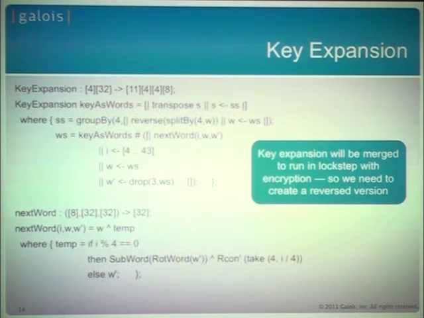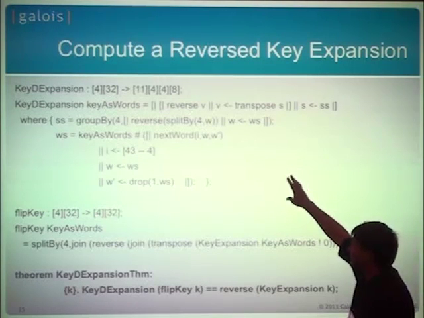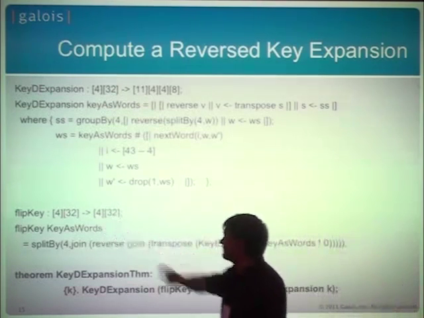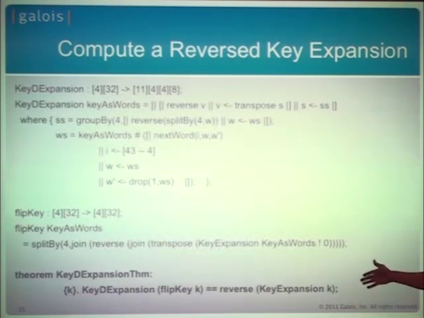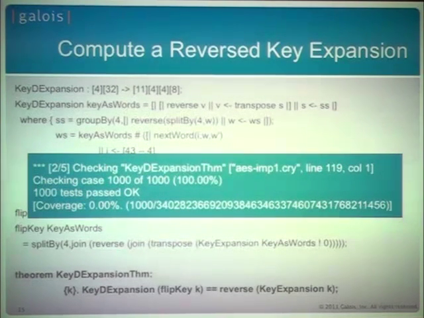It took me 4 or 5 attempts. So it was really helpful as I went through the various attempts. Here was my final attempt, which of course was the one that was working, along with how to generate the flipped key from the original key, that I could write down the theorem. That is, the key expansion, if I reverse that, that's the same as starting out with a flipped key, and then running the key expansion in reverse. And indeed, I could do my proof of this. And I still had 1,000 cases, which was still good.